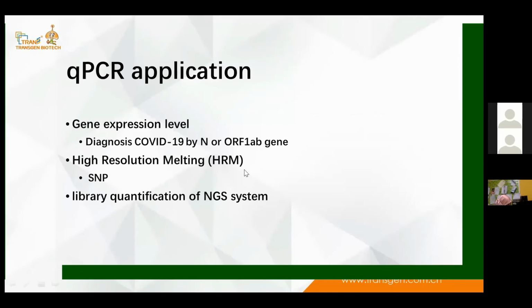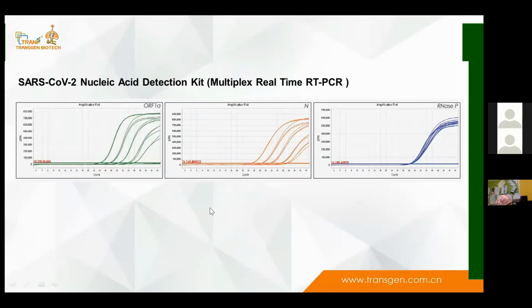qPCR applications, the final part here. The first one is to detect the gene expression level to diagnose COVID-19 by the N gene or ORF1 gene. This one is our product here, the SARS-CoV-2 nucleic acid detection kit, a multiplex real-time PCR kit.